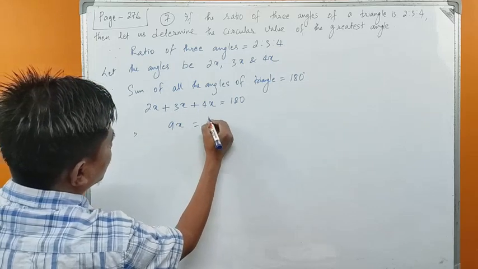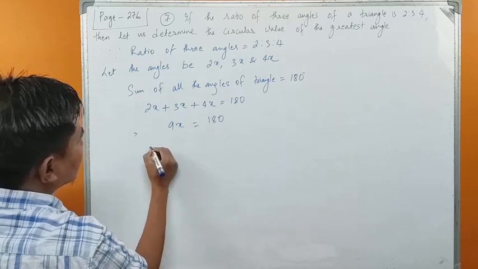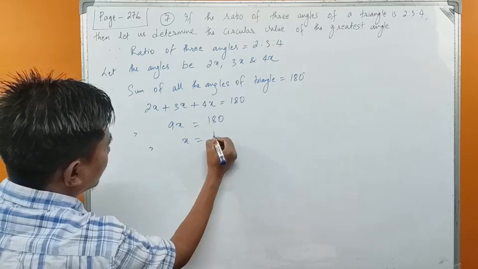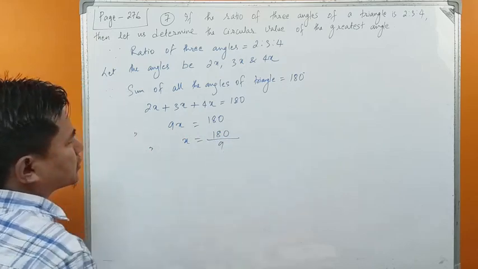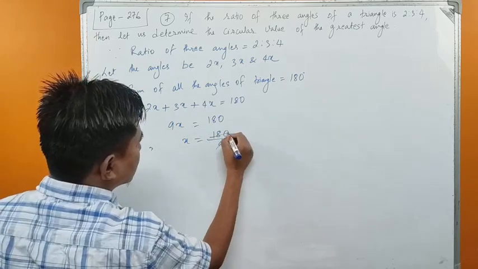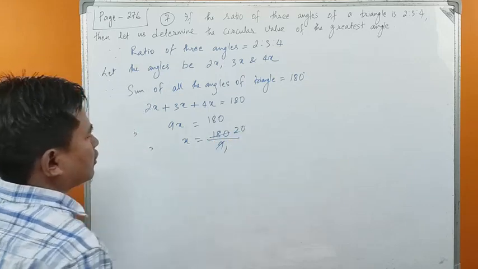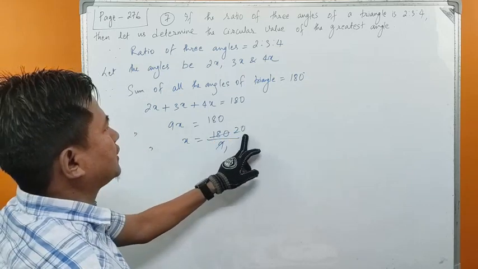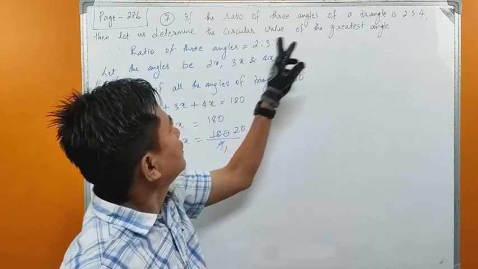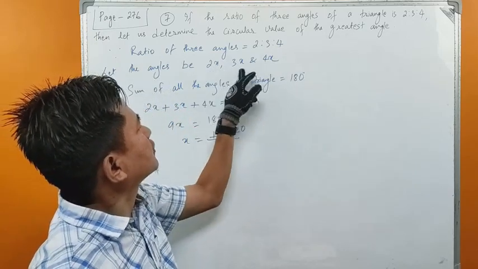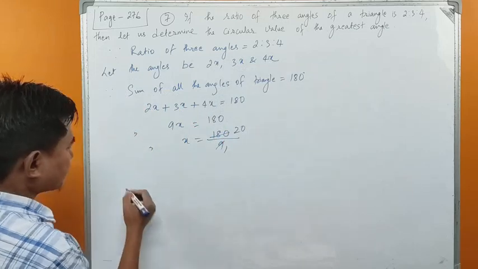9x equals 180 degree, or x equals 180 upon 9, as 9 goes to the denominator by cross multiplication. 9 1 is 9, 9 2 is 18, 9 0 is 0. So we got the value of x as 20. Now we are asked to find only the value of the greatest angle. Among these three angles, the greatest is 4x.